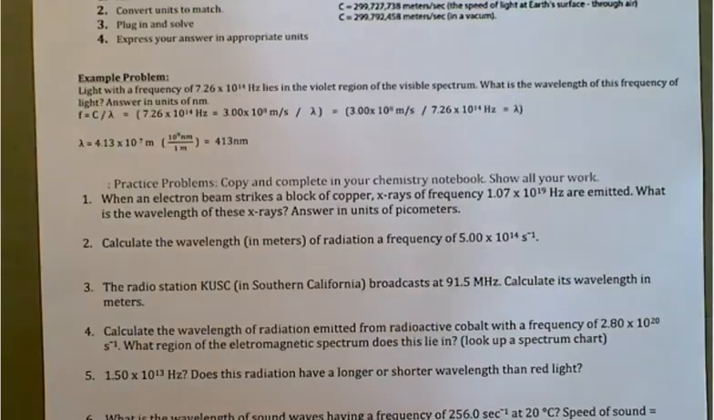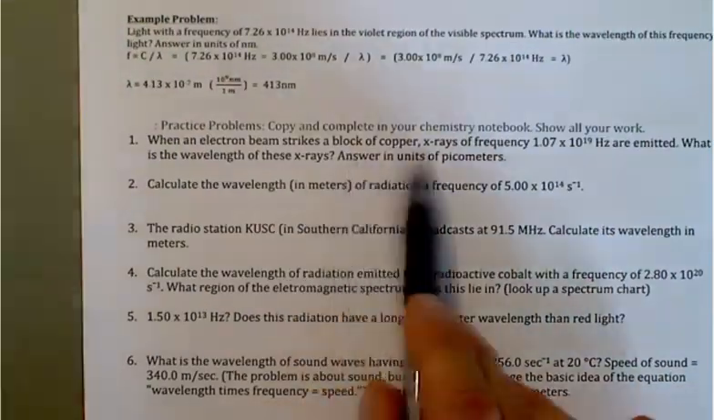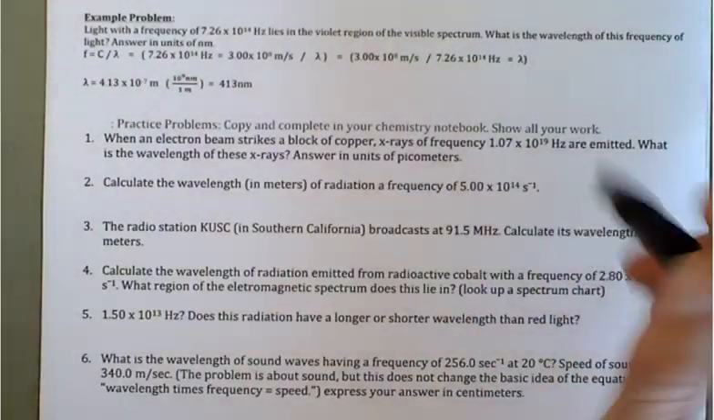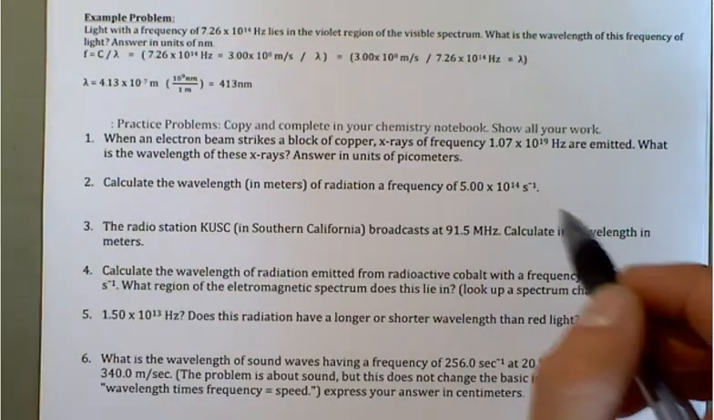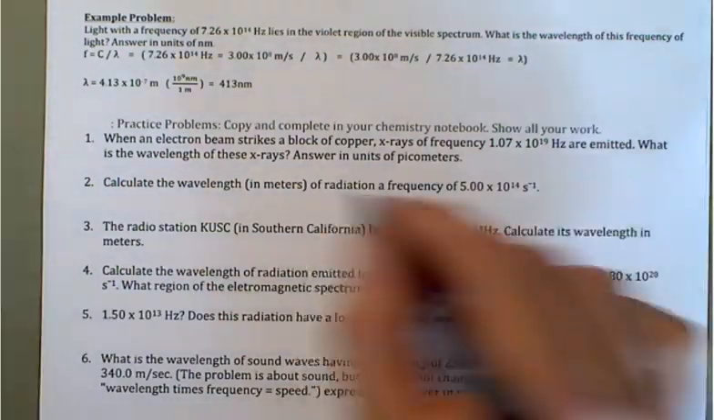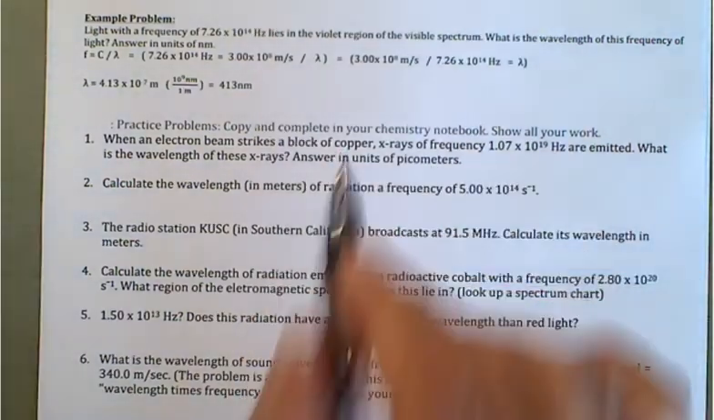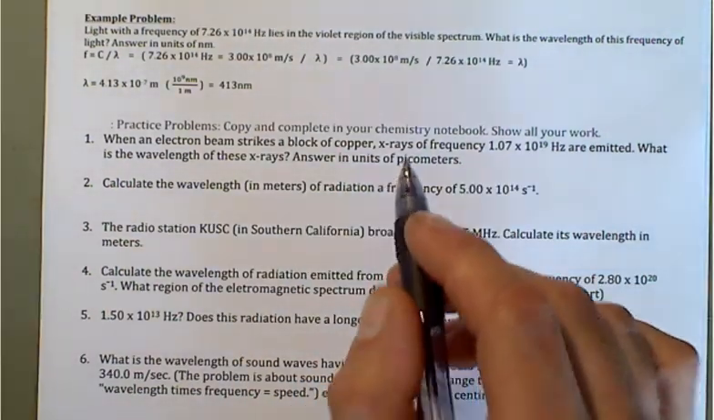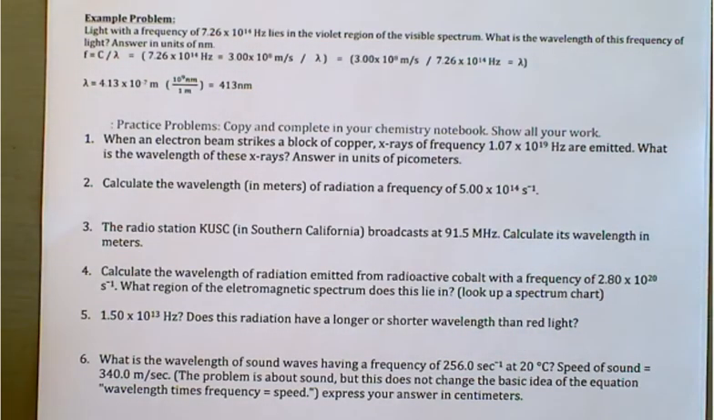So let me show you. Let's go ahead then and look at the first question real quick. It says we've got this electron beam that strikes a block of copper, and X-rays of frequency 1.07 times 10 to the 19th hertz are emitted. What is the wavelength of these X-rays? Answer in picometers. So we can change our answer at the end to picometers, but the equation always uses and gives us meters as the unit that we're going to use.